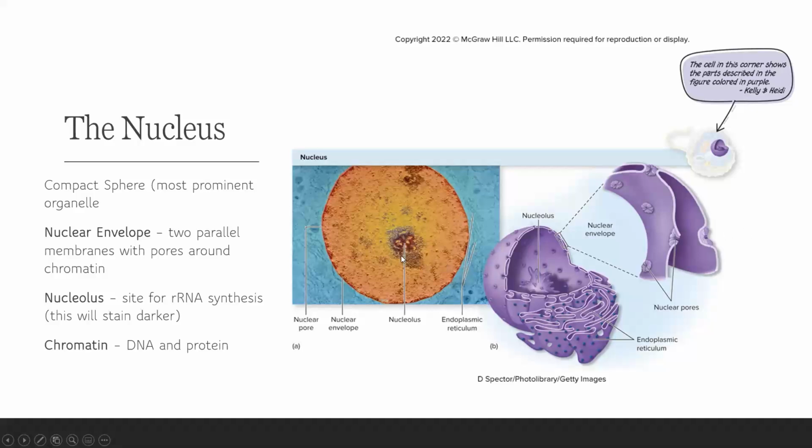We also have the nucleolus. This will appear darker if you're doing microscopy. And this is a site for rRNA synthesis, or the ribosomal RNA. Chromatin is the term we use to describe the DNA and any proteins associated with it. So it could be the DNA with some of its replication factors, DNA with its histones, any of that protein that is assisting the DNA.